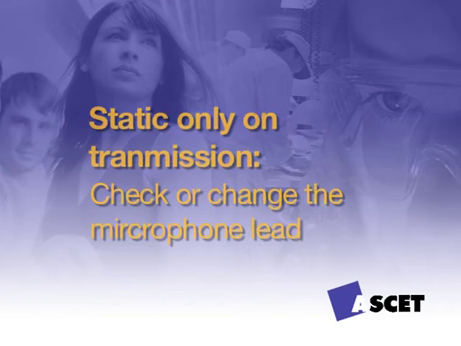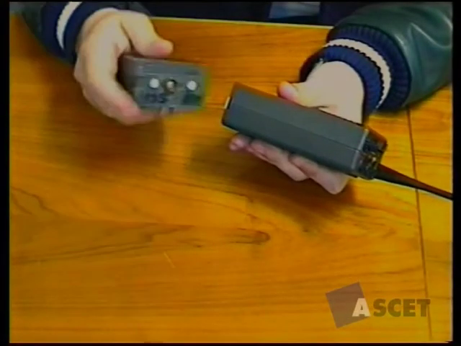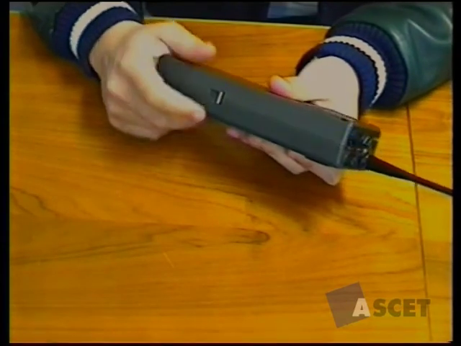If these actions do not rectify your problem, change the radio and report the faulty unit to maintenance or your supervisor. You will either need to perform the repair yourself or send the faulty system back to the manufacturer for assessment.